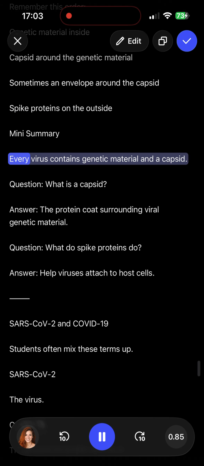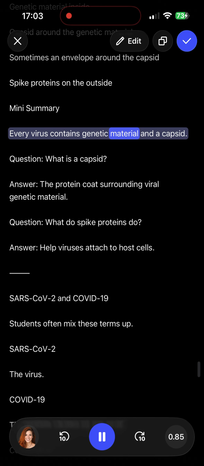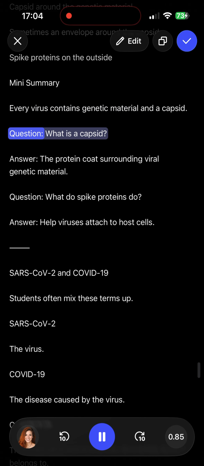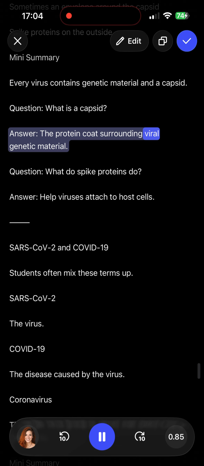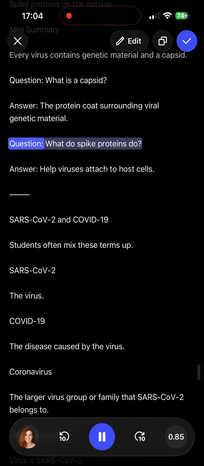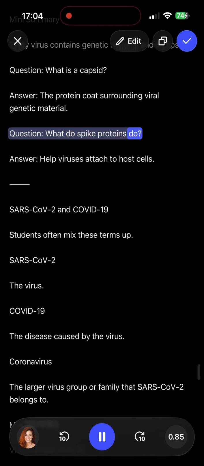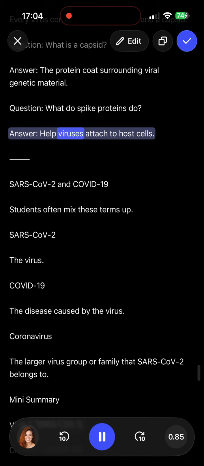Mini summary. Every virus contains genetic material and a capsid. Question. What is a capsid? Answer. The protein coat surrounding viral genetic material. Question. What do spike proteins do? Answer. Help viruses attach to host cells.